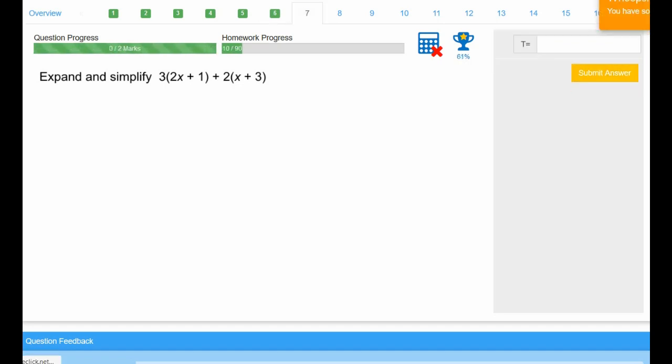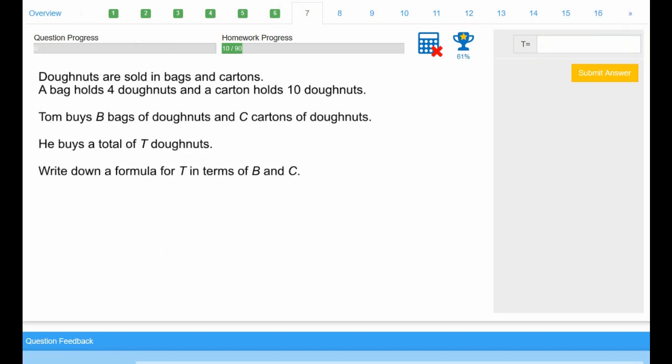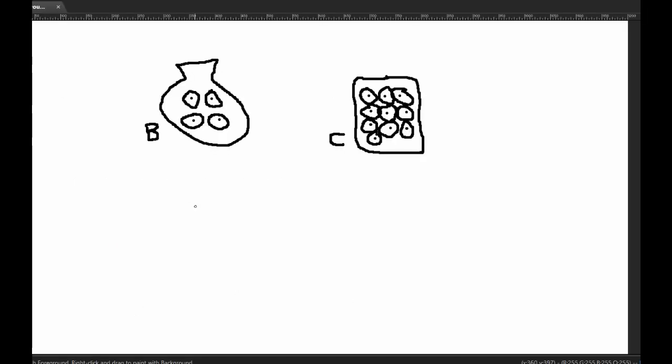And then question 7, this is a worded algebra question. And the easiest way to do this, I think, is to draw a little bit of a diagram. So here is my little sketch. And we've got B and C there. So suppose I had 1 bag and 1 carton. Then my total, if I had 1 bag, would be 4 and 10. And that would be obviously 14.